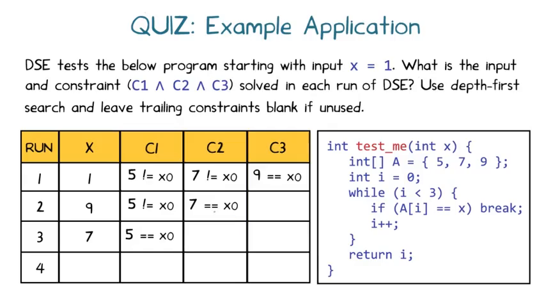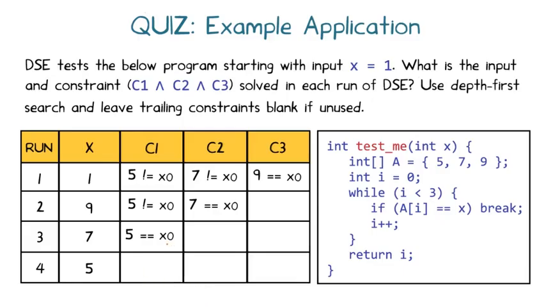DSE has already fully explored the subtree where 7 equals x0 has been negated. So it needs to backtrack and negate 5 does not equal x0 in order to continue exploring the computation tree. So the only constraint to be solved is 5 equals x0. This forces the next concrete value of x to be 5, and this leads the program to terminate after the first branch point, the only path constraint added being 5 equals x0.